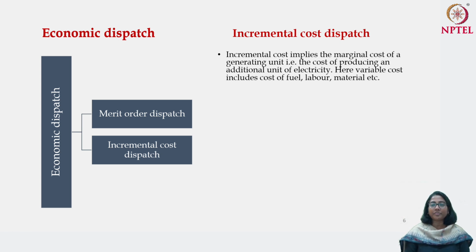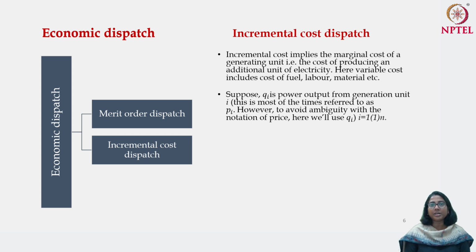So what can be different variable costs? In the previous case, in case of merit order dispatch, we only considered the cost of fuel. But in this case, along with the cost of fuel, we will also consider the cost of other variable inputs, for example, labor, raw materials, several services, and so on.